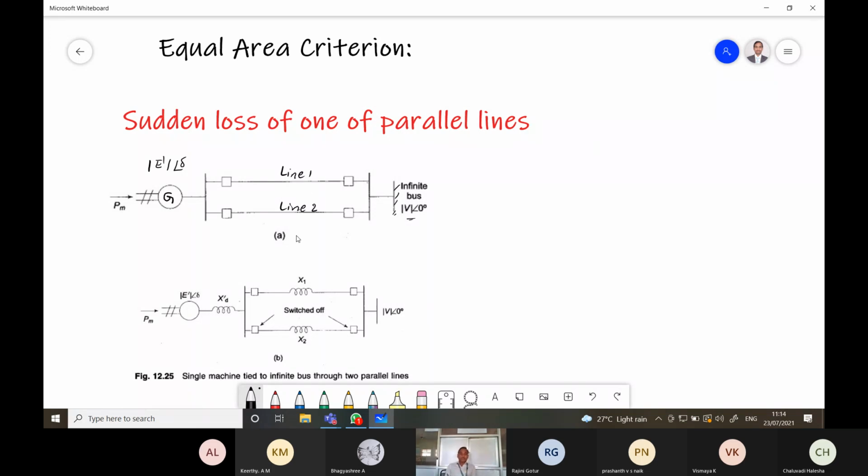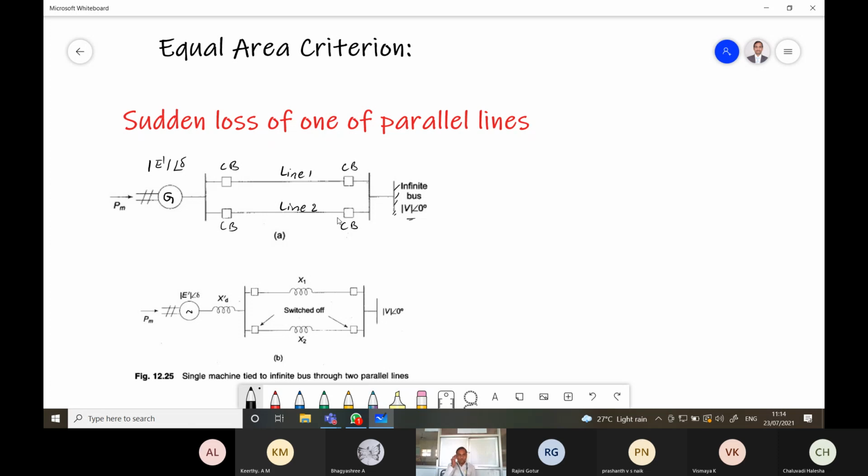So we can write it in terms of a model. The generator can be represented as a voltage source in series with a reactance Xd dash, and line 1 has a line reactance X1, and line 2 has a line reactance X2, and these are the circuit breakers.